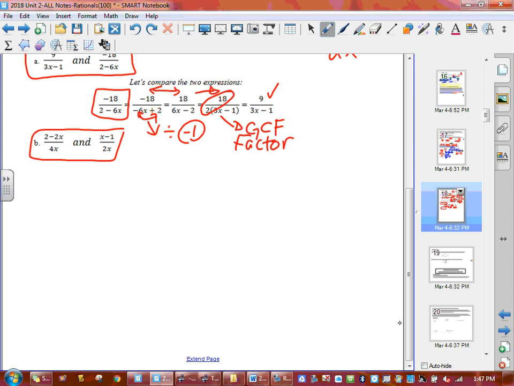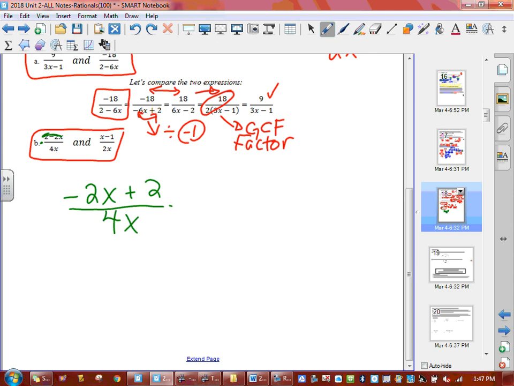So we're going to have negative 2x plus 2 all over 4x. Now we're going to divide out 2 to everything. We're going to see if we end up with that same last expression right here. So we're dividing everything by 2.